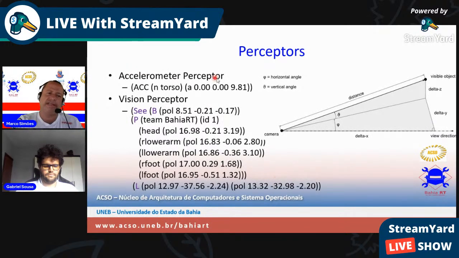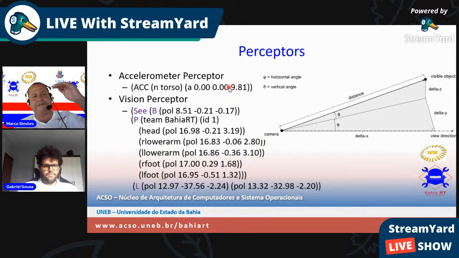We also have an accelerometer. In the Nao model, there is only one, attached to the torso. The information sent by the accelerometer is the acceleration of that part of the body, the torso, relative to the free fall of this part. For example, in the Z axis, it is put the gravity value here, 9.81. That is the approximate gravity value.